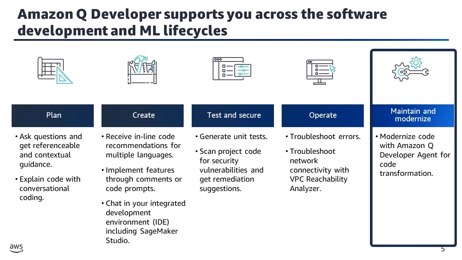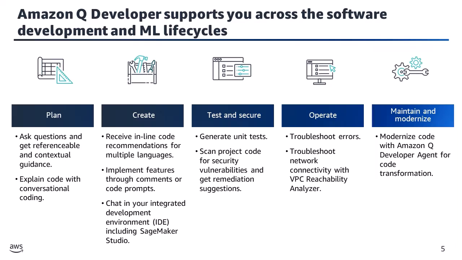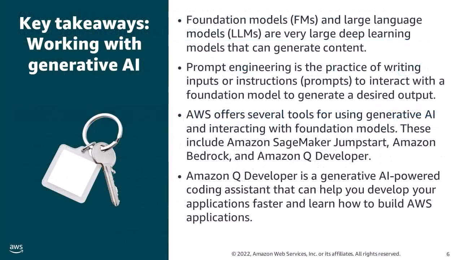Maintain and modernize. Amazon Q Developer Agent for Code Transformation helps you maintain and modernize code by upgrading projects to more up-to-date language versions. For more information, see Accelerate Your Software Development Lifecycle with Amazon Q in the AWS DevOps blog. Foundation models and large language models are key to generative AI applications.